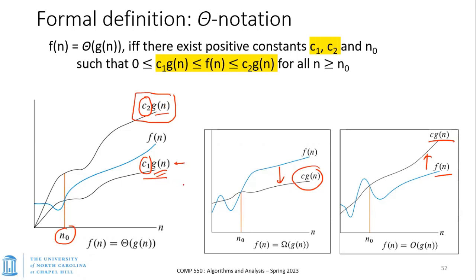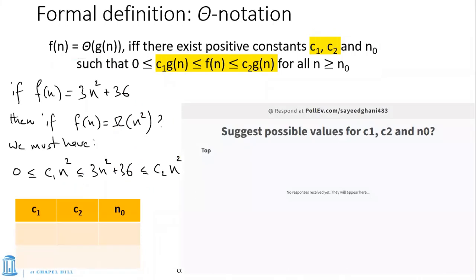Now the trick is to be able to prove that if f of n is theta of g of n, we must be able to find C1, C2, and n naught which satisfy the above condition: C1 g of n is less than or equal to f of n, which is less than or equal to C2 g of n. So let's look at the same function, 3n squared plus 36, and see if you can find values of C1, C2, and n naught which satisfy the same equation. Hopefully that shouldn't be too difficult.